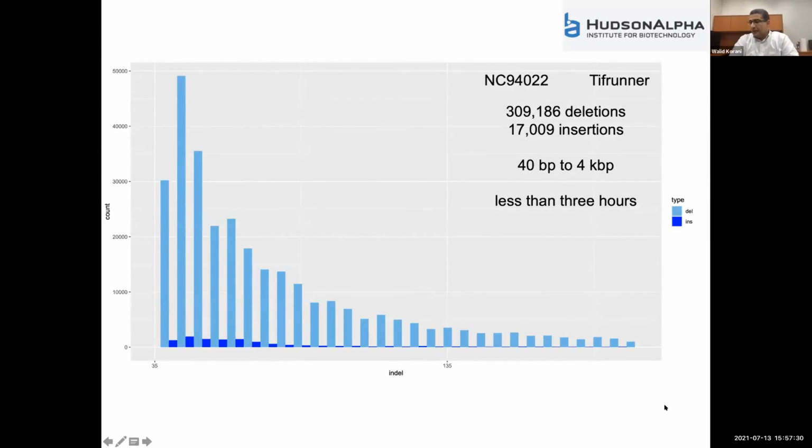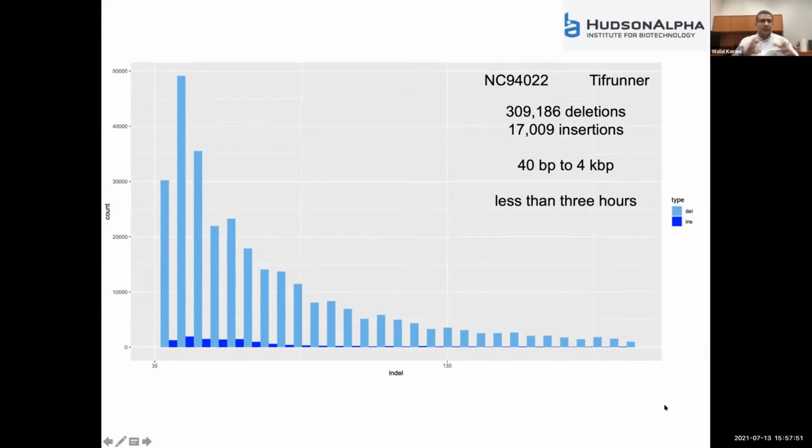This is a case study that has been done for NC 94022 and Tifrunner. With this method, we could extract 300K deletions. Actually, deletions are more than insertions here, and 17K insertions. The length is 40 base pairs to 4 KB.